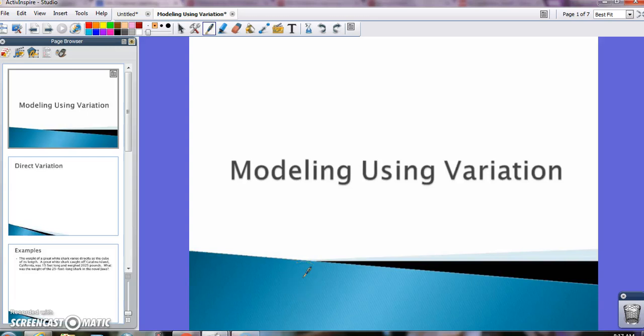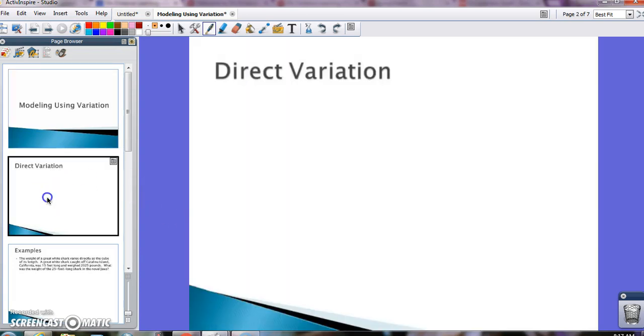Hi everyone, today we're going to talk about modeling using variation. So we've got a couple of different types of variation that we're going to talk about. First one I want to talk about is direct variation.